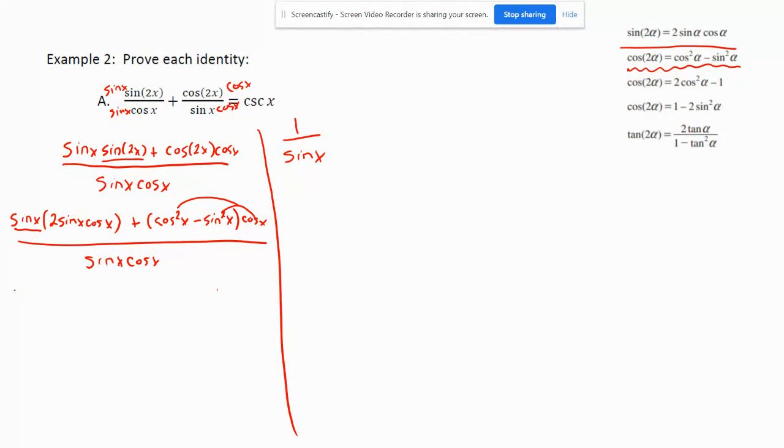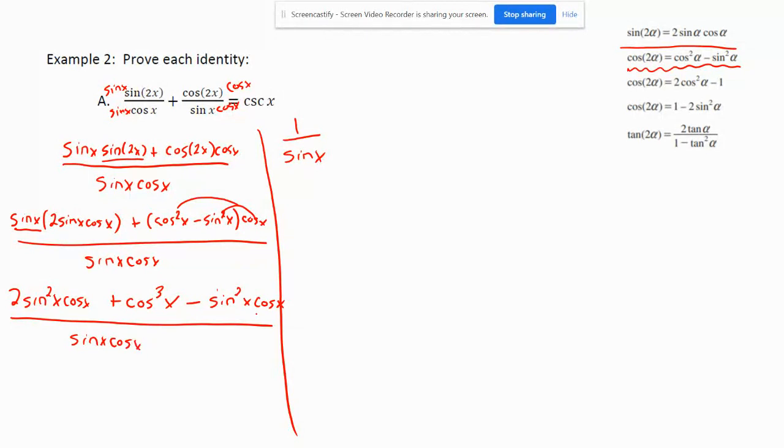Multiplying this over here, we have 2 sine squared x cos x, and when I multiply this through, this is going to end up being a cos cubed x minus sine squared x cos x. There we go. Okay, so I think this is going to be better for us now. And over sine x cos x.